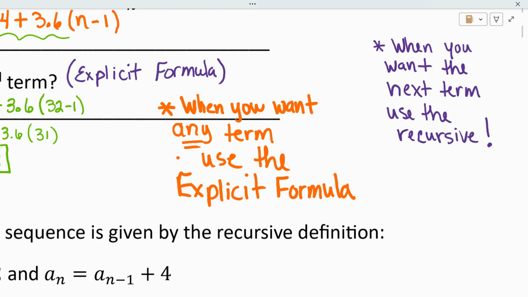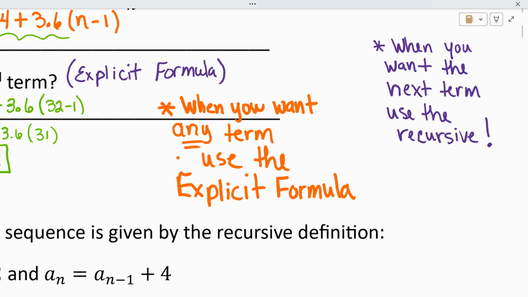Avery, if I know the fifth term and I want the sixth term, what formula are you going to use? Let me write it down. If I know that the fifth term, a sub 5 equals 12, and I want to know the sixth term, what formula are you going to use? You're going to use the recursive because you know the term that comes before it.